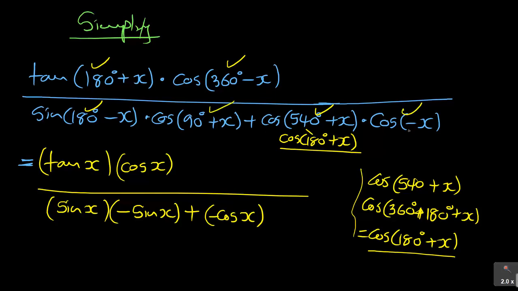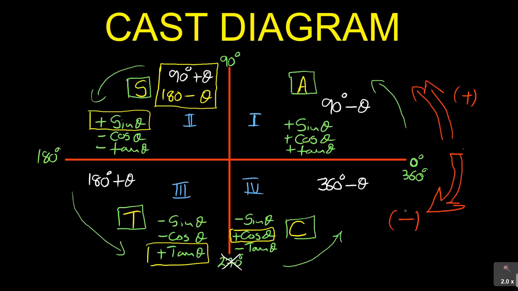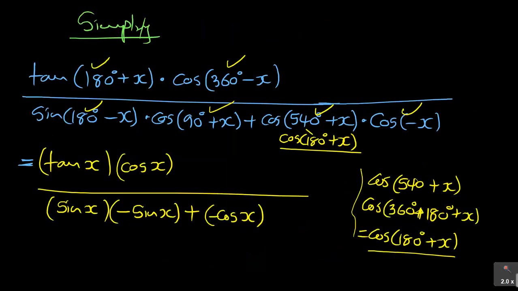Now cos negative x, the negative angles, we said with the negative angles, if you look at the arrows, you are landing in the fourth quadrant. Remember, we said negative angles, positive is anti-clockwise, negative is clockwise, which means you're in the fourth quadrant. And what is cos? Cos is positive. So then this becomes cos x. So this is how all this simplified to.